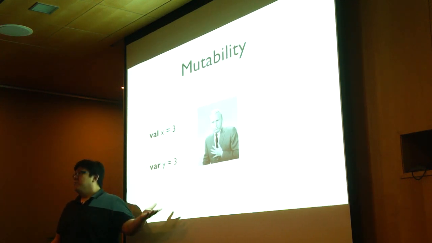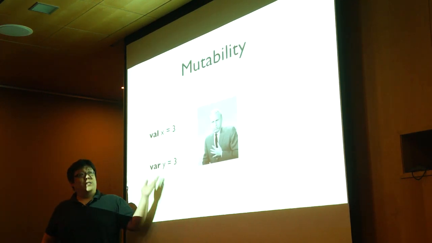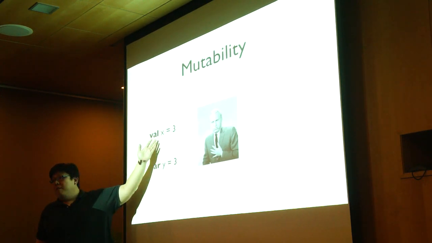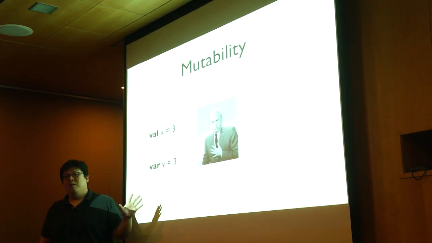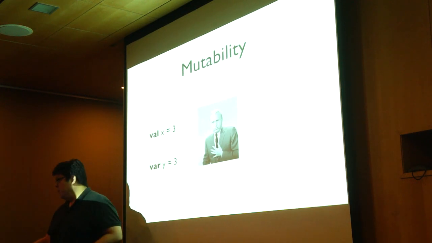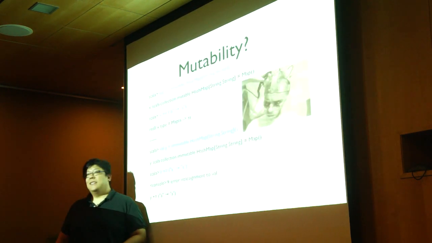Because there are still good Java developers around, and they are users as well. So val. Val is the Scala way of saying that this is immutable. Okay, but there's a twist. The twist is this.